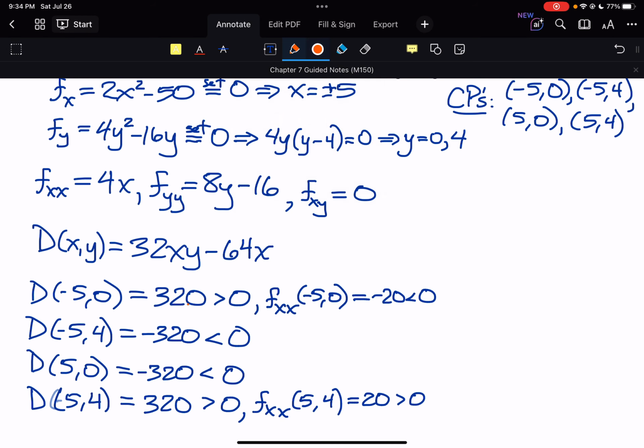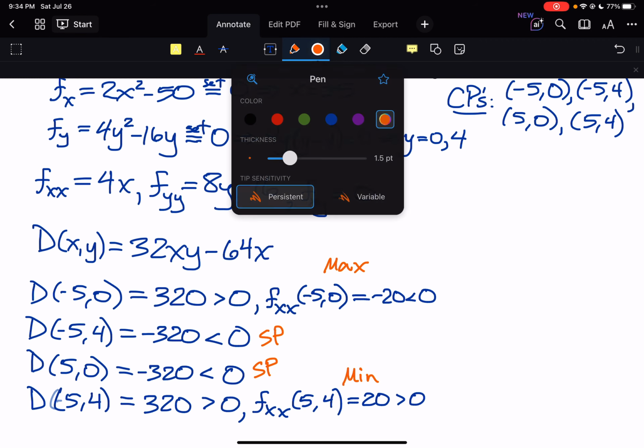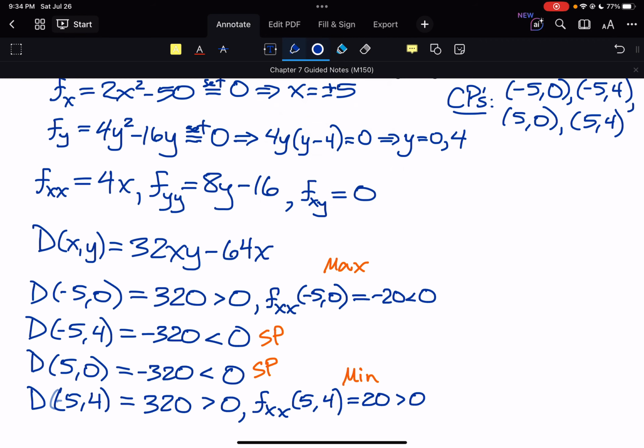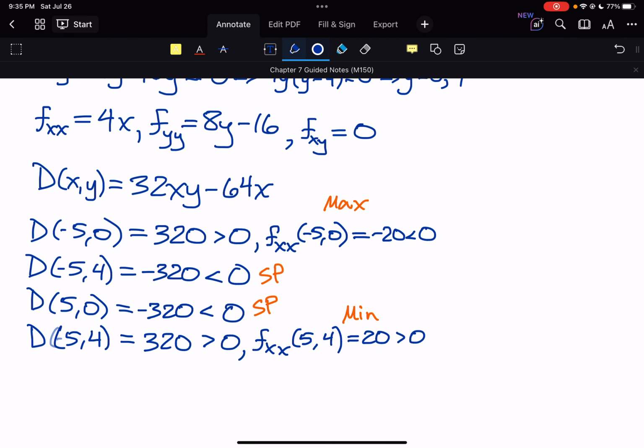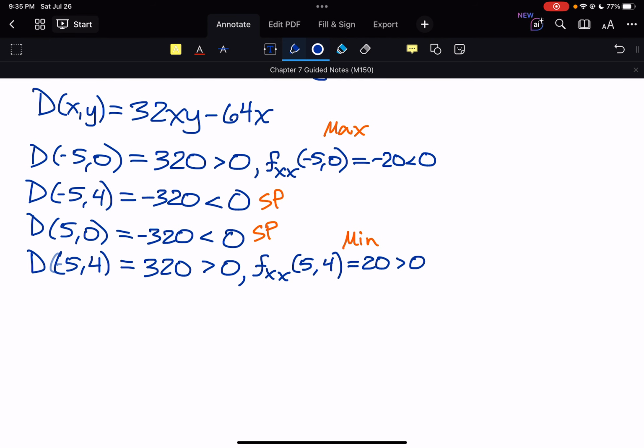So if we're looking just at kind of quick labels here, D is positive, fxx is negative. That's going to be a max. D is positive, fxx is also positive. That's a min. And the negative values for D mean that there's a saddle point. Now, for this one in particular, finding the output values of the function is a little nasty. The fractions kind of make that a little bit tougher, but it's still doable, and you have calculators.